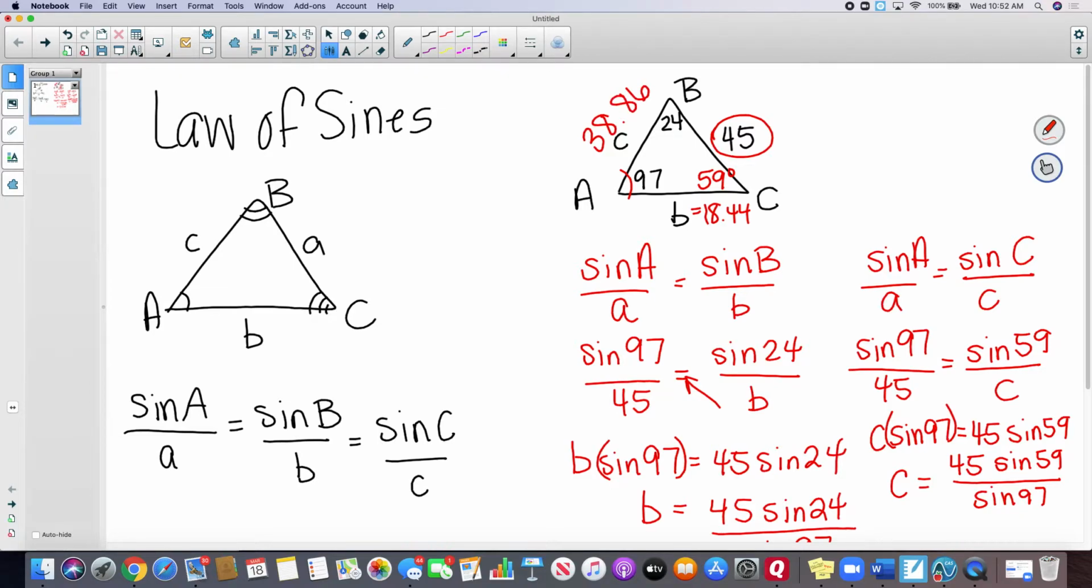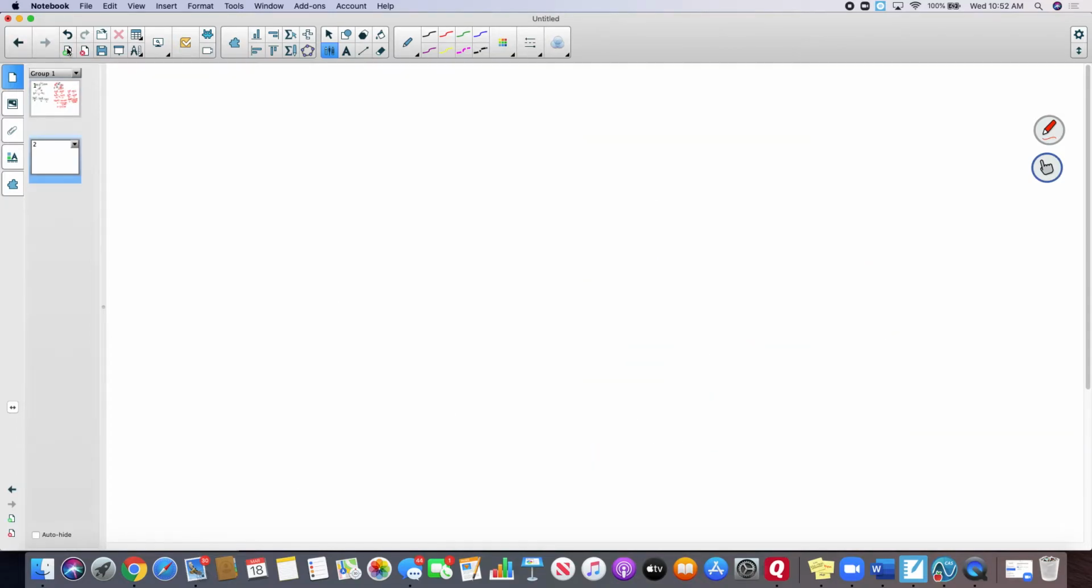All right, so we're going to do another one. This time, we're going to be looking for an angle measure. So we're going to draw us a triangle.